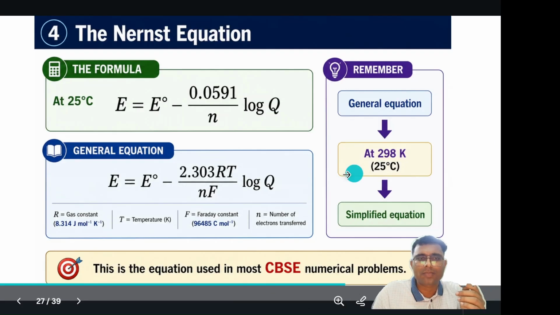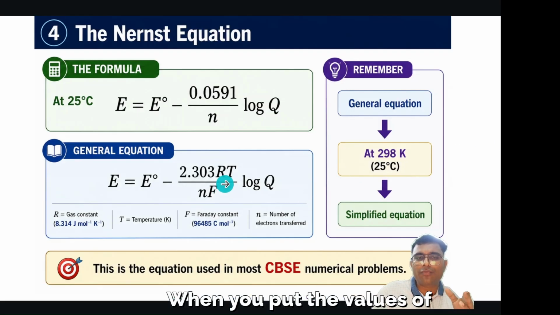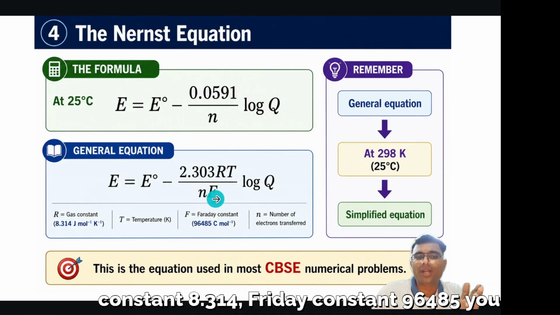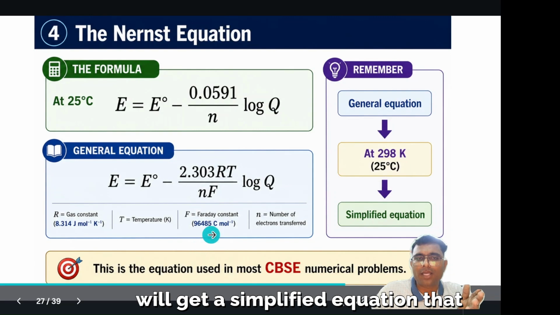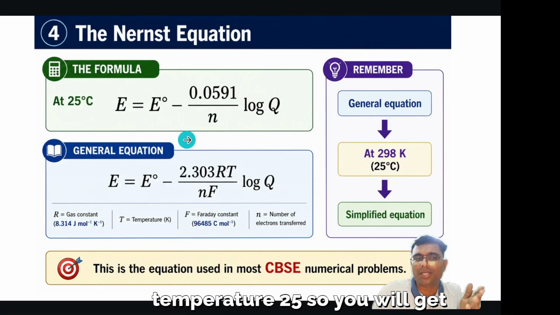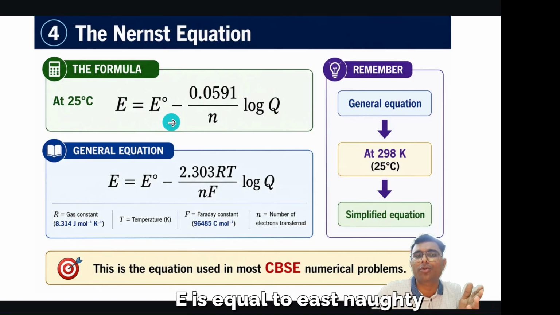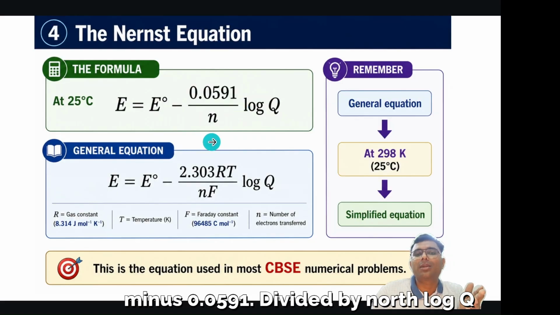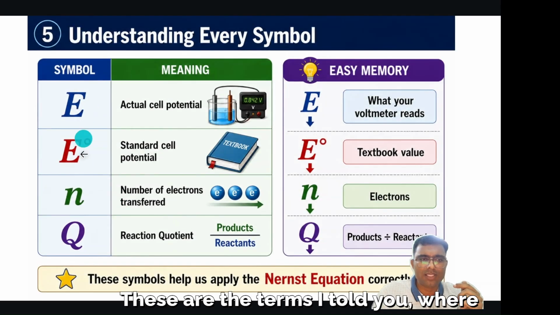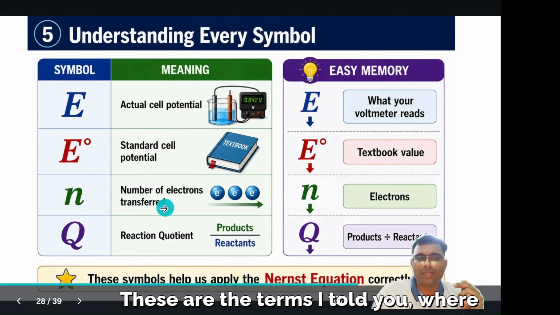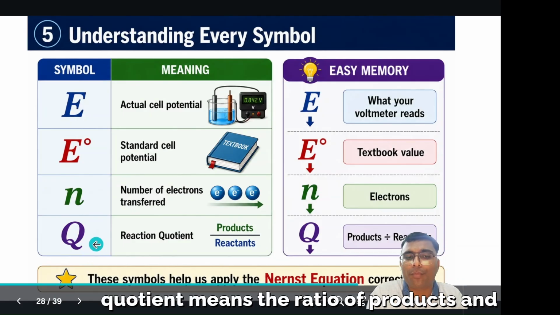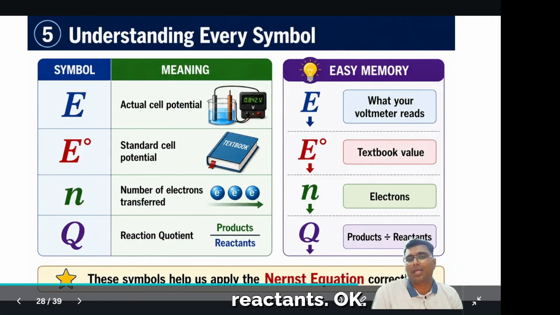When you put the values of R, the gas constant 8.314, and the Faraday constant 96485, and the temperature 25 degrees Celsius, you will get a simplified equation: E is equal to E naught minus 0.0591 divided by n log Q. And what is Q? Let's see. These are the terms I told you. n is the number of electrons transferred. Q is the reaction quotient. Reaction quotient means the ratio of products to reactants.